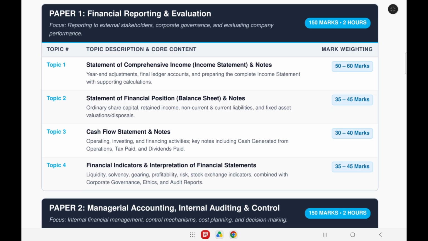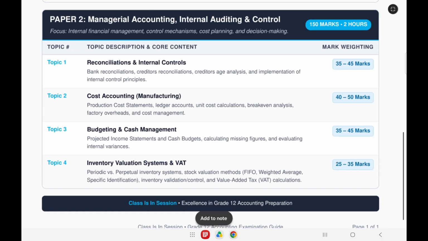From there, we'll most probably go to the statement of comprehensive income, the income statement, the income statement calculations, where you need to do calculations when dealing with adjustments. It's exactly the same calculations that you guys will do in budgeting. When you go to our budgeting videos, in the introduction video, I'll tell you guys every single subtopic.